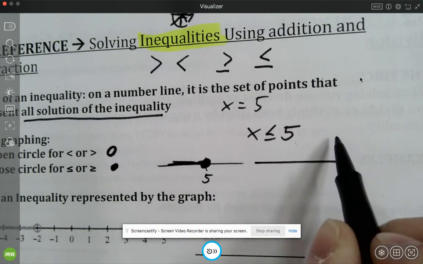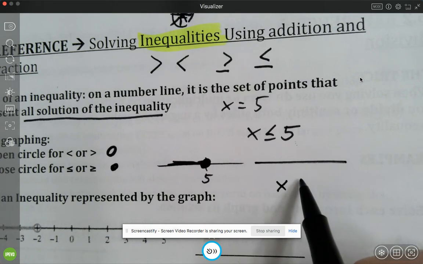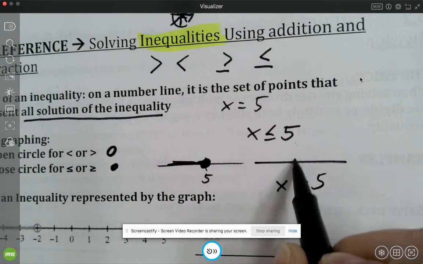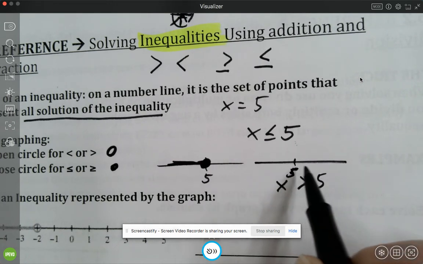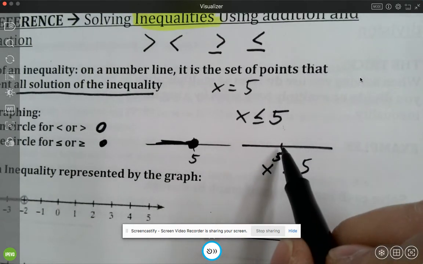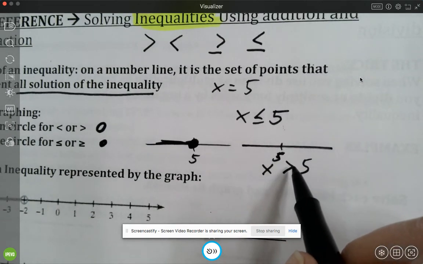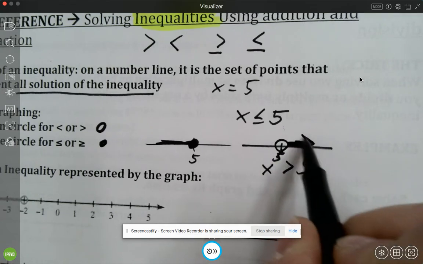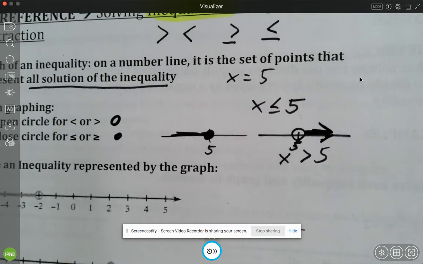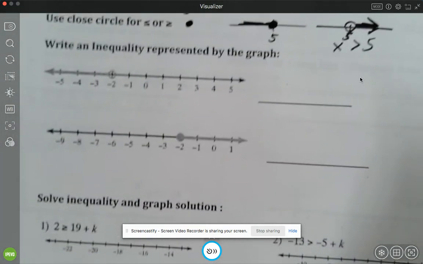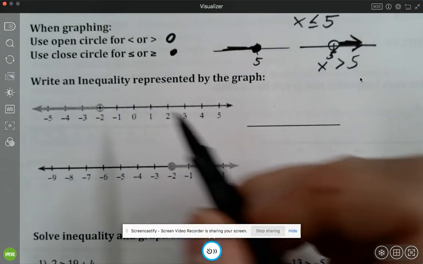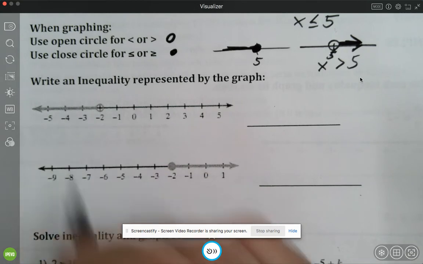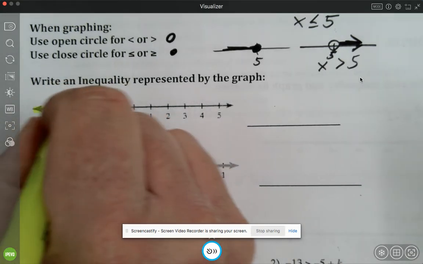If I had x is greater than 5, on the number line at 5, this is just a quick example, then 5 is not greater than 5, so it's not part of the solution, so you open the dot like that. So let's look at some more clear examples here. So here comes the first part. We're going to write an inequality represented by this graph here.